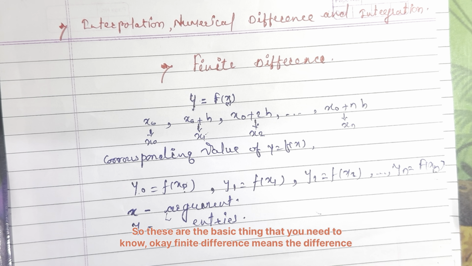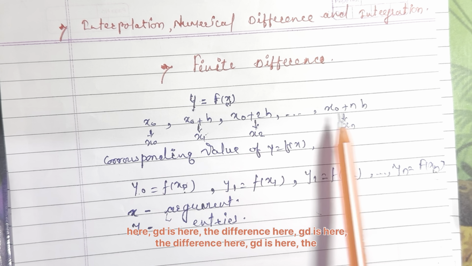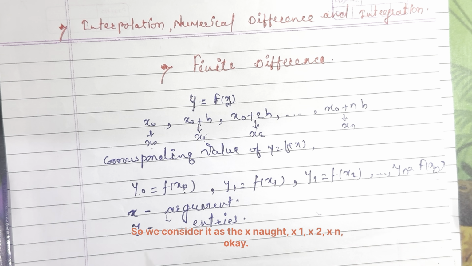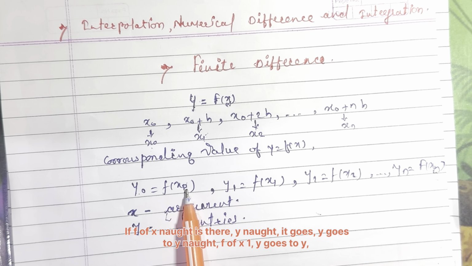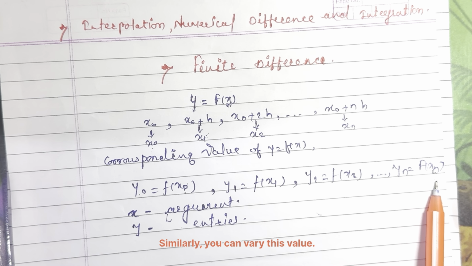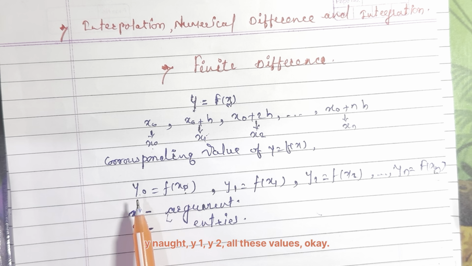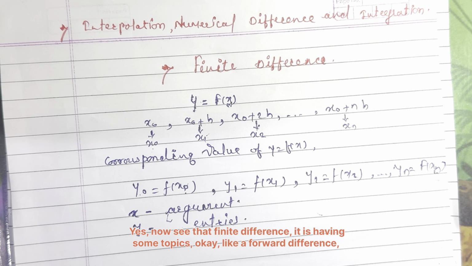So these are the basic things that you need to know. Finite difference means the differences h, 2h, nh, and we consider them as x0, x1, x2, xn. The corresponding value of y equals f of x, that means if x varies, y varies. If f of x naught, y goes to y naught. F of x1, y goes to y1. Similarly you can vary these values. All the values x naught, x1, x2, xn are called arguments, and y naught, y1, y2 and so on we consider as the entries. Now finite difference has some subtopics, like forward difference and backward difference.